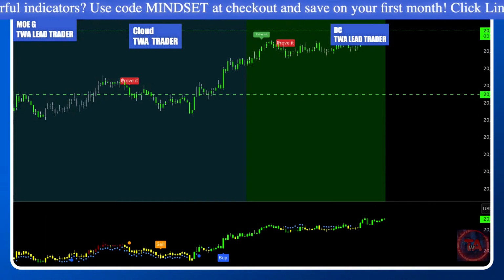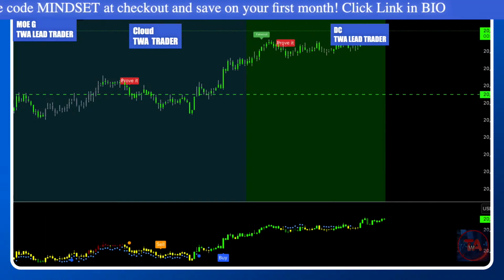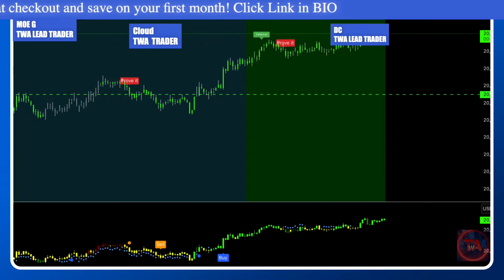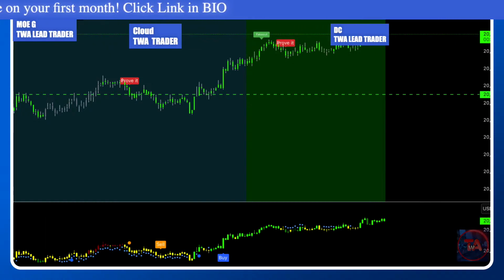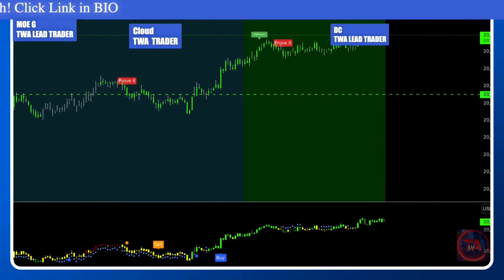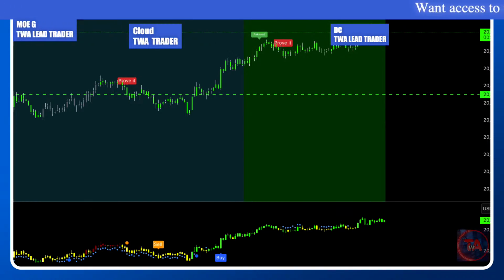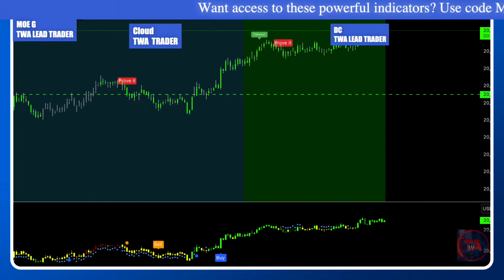You can see how nicely on the bottom of the screen here. If you need help with entering the market, we got some nice trigger indicators here that can help you enter. We have some nice directional indicators that can help you with direction.